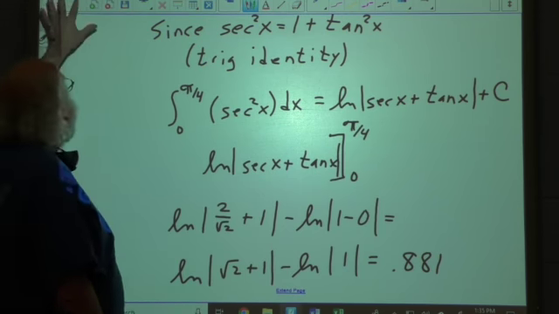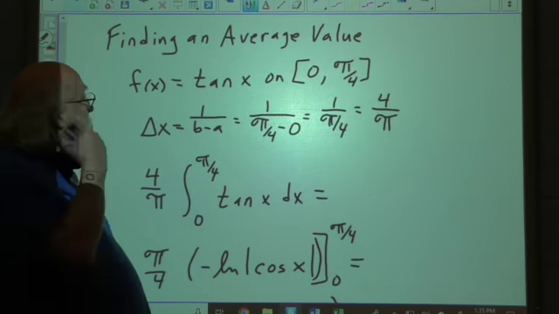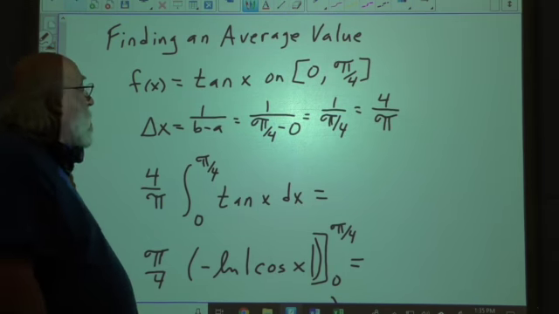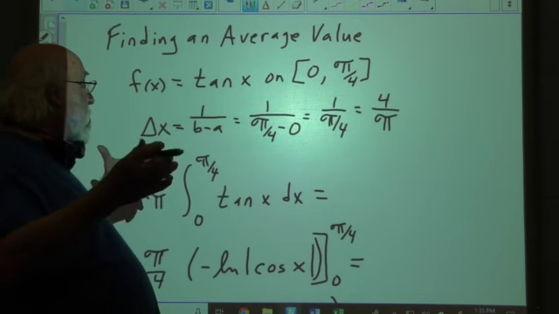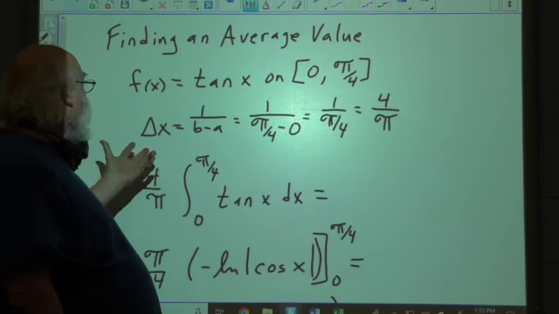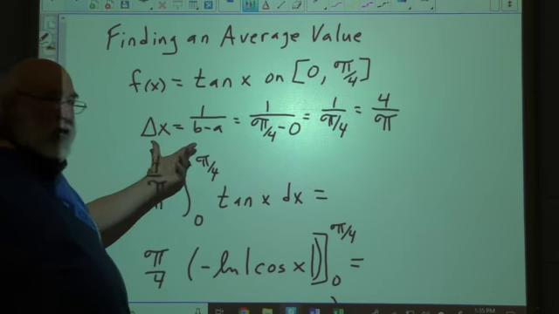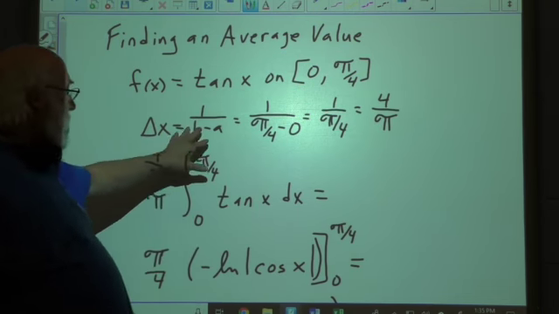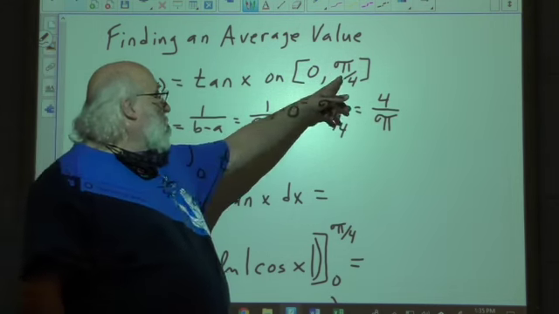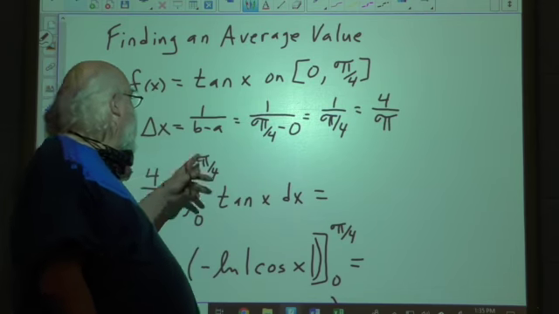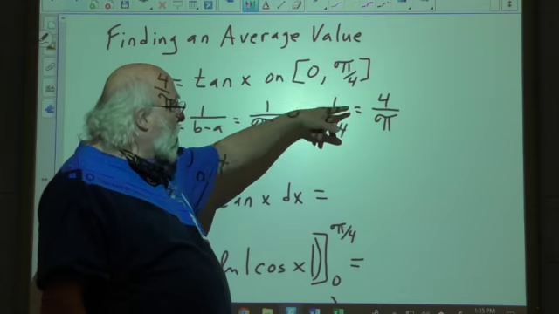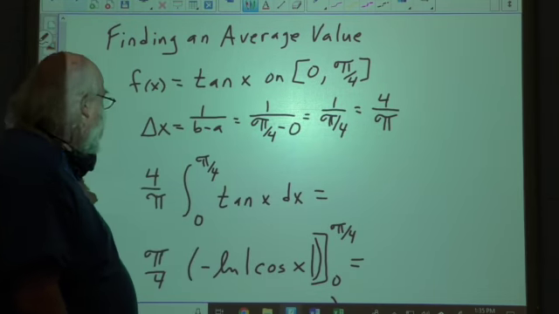Okay? Next problem. We're trying to find an average value of the tangent of x on the range from 0 to pi over 4 included. So when we're finding an average value, then that means we're using that delta x that we dealt with way back when, which we define as 1 over b minus a. So b is pi over 4 and a is 0. So that gives us 1 over pi over 4, and that's an inverted fraction, so we flip that back over there, and we get 4 over pi.